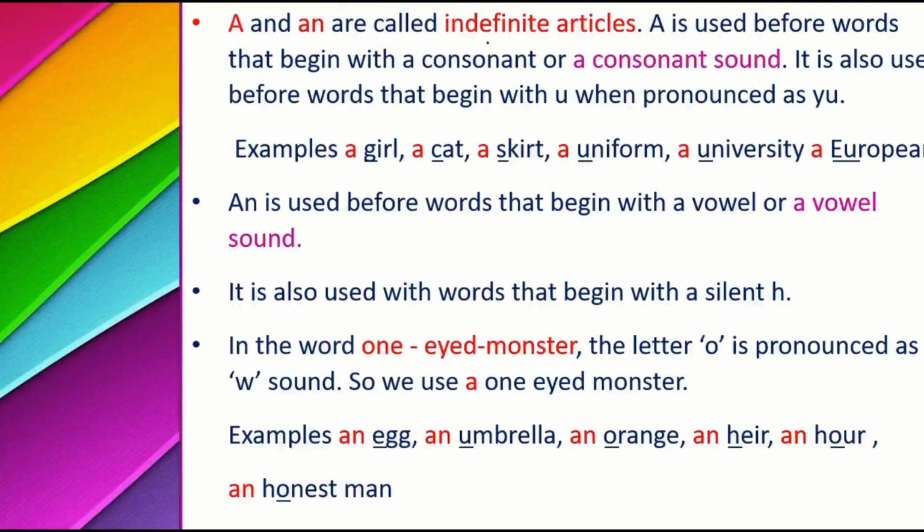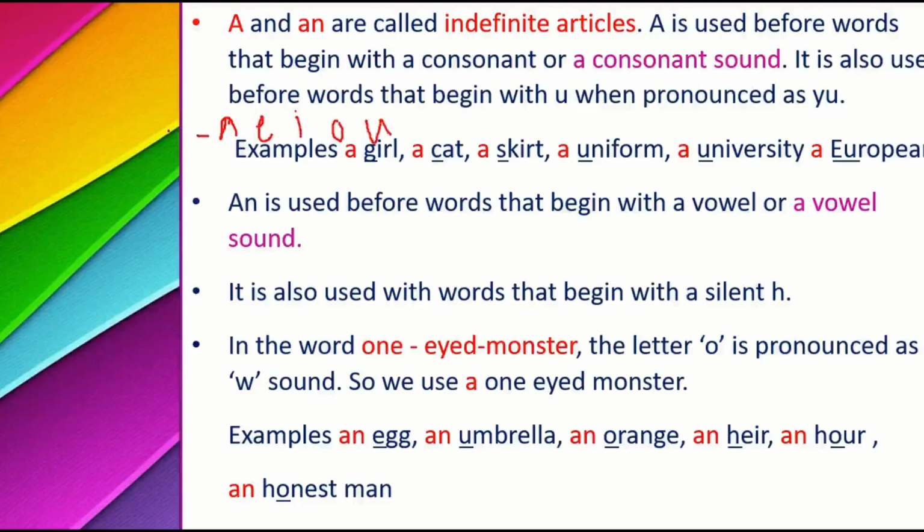So a is used before a word that begins with a consonant sound. It is also used before words that begin with U, when pronounced as U. That I will be explaining to you. Before that, I want you to write which are the vowel sounds and which are the consonant sounds. Letters like A, E, I, O, U. These letters are known as vowels.